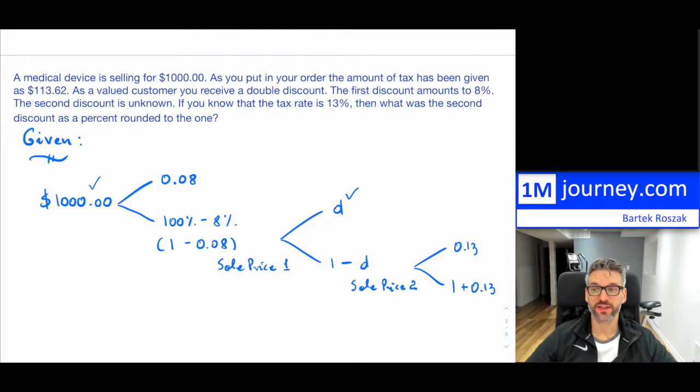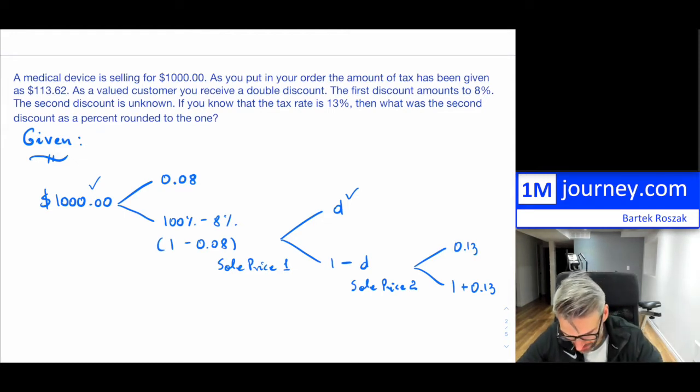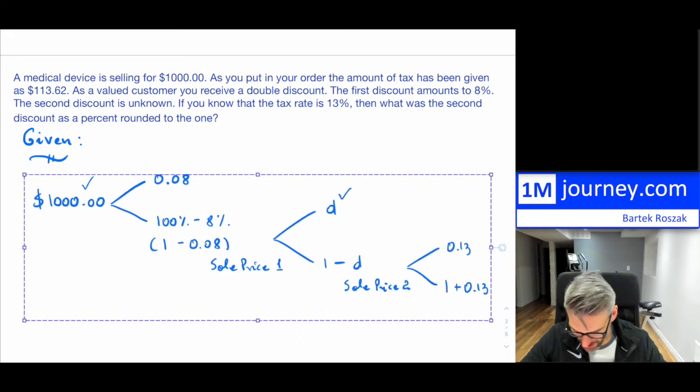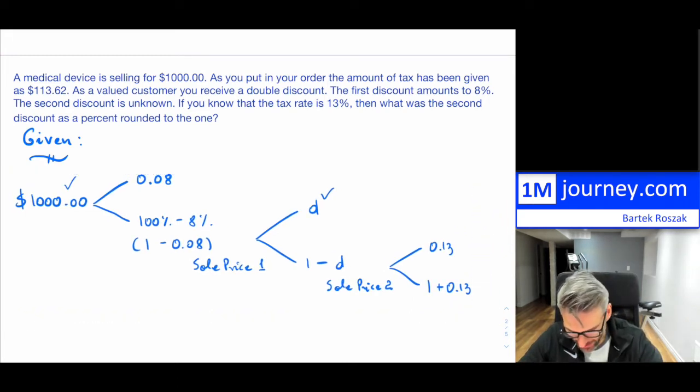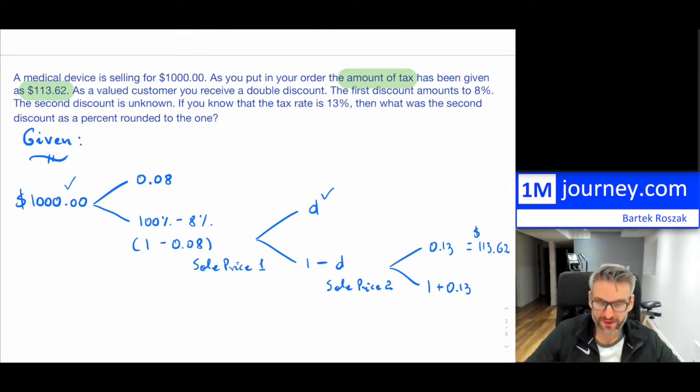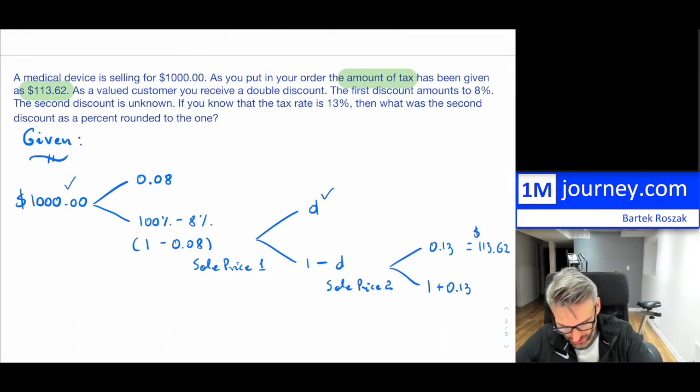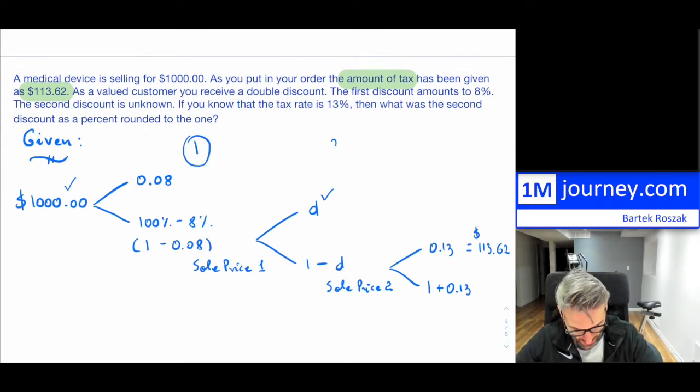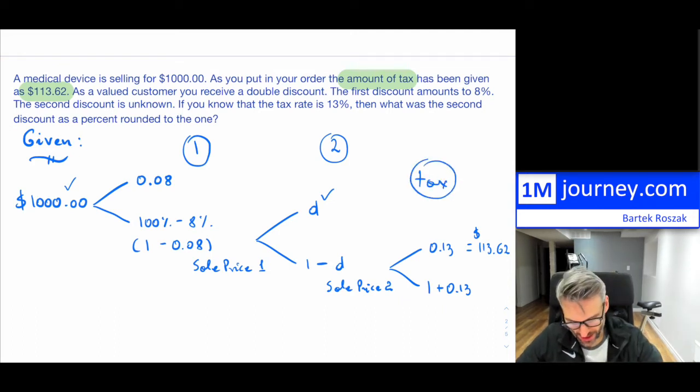And what they tell me, so here I'm going to shift this a little bit, is that the amount of tax that I pay is $113.62. So I know that this is $113.62. That's what that is. And now the beauty of doing these branches, where this was your first discount, here you had a second discount, and then here you had your tax, is that you can actually draw a path.